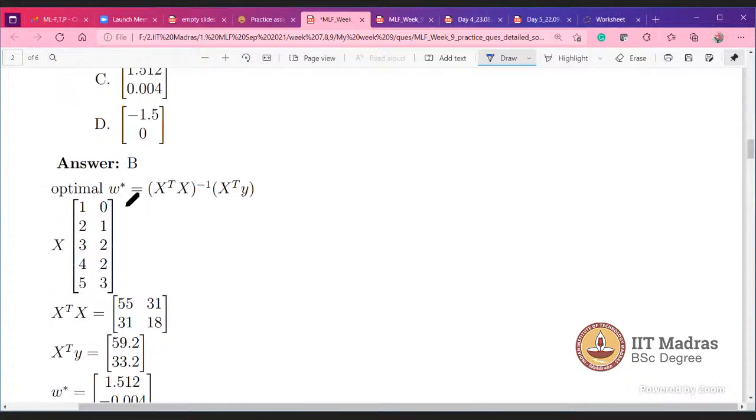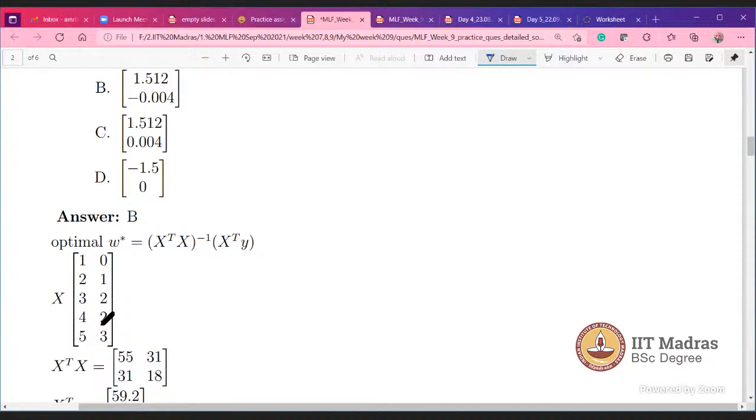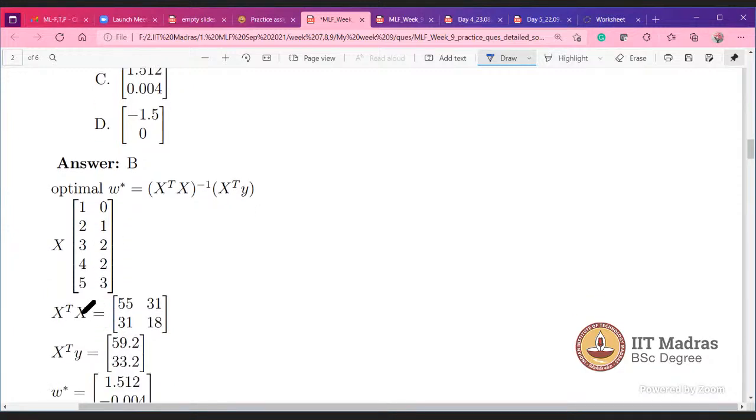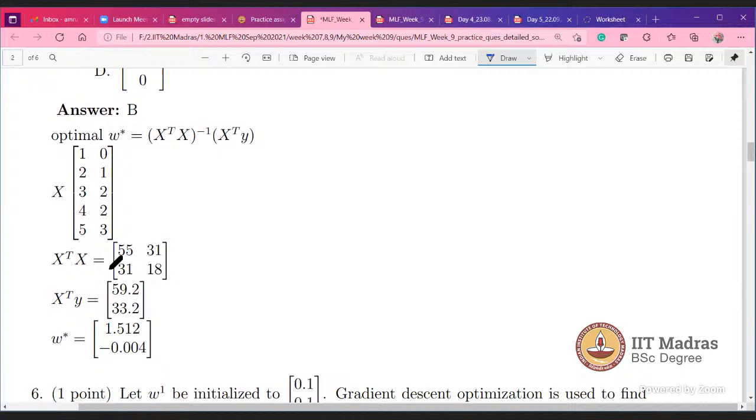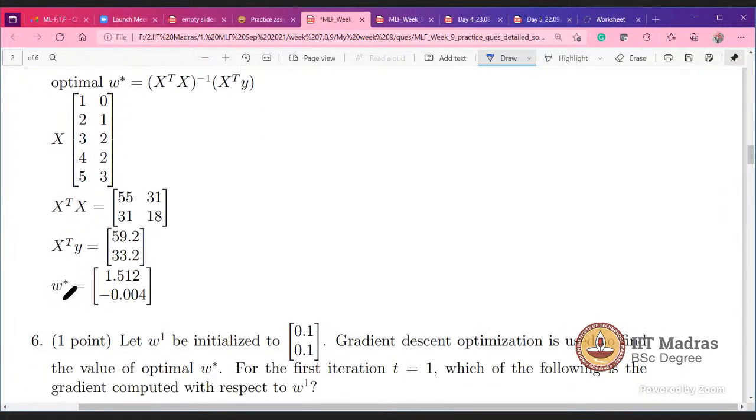So we have X's as 1, 0, 2, 1, 3, 2, 4, 2, 1, 5, 3. I hope you can multiply this X transpose X and X transpose Y. At that time you will get this W star as 1.5, minus 0.0. So this is the answer. This is straight away calculations.